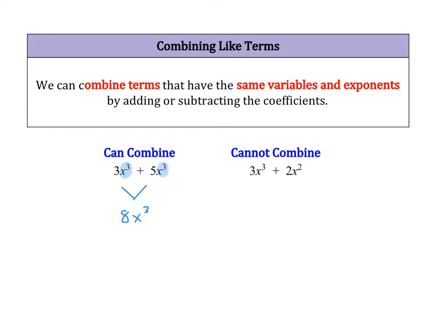term we have. Now if you look at this example over here, we have 3x cubed plus 2x squared. These we do not combine because they're not like terms. This is an x cubed term, this is an x squared term, so we can't do anything to simplify this further, they just stay separate terms. But we are going to look for terms that we can combine to help us simplify our polynomials.